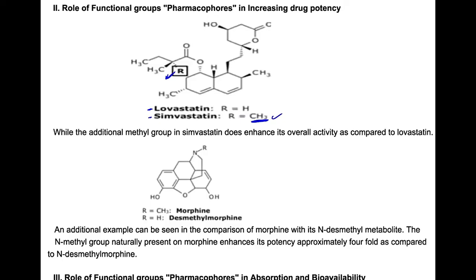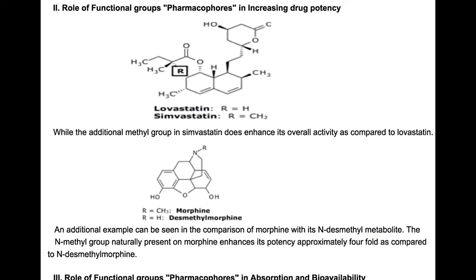Also, when we look at morphine, which contains a methyl group in the R, in metabolism it can be metabolized by N-dealkylation, which is a type of oxidation reaction. N-dealkylation means that the R or the methyl will become hydrogen. At this moment, we call it the N-desmethyl metabolite. The N-desmethyl metabolite is less potent than morphine by about 4 folds, which means that morphine has 4 folds higher potency than its N-desmethyl metabolite.